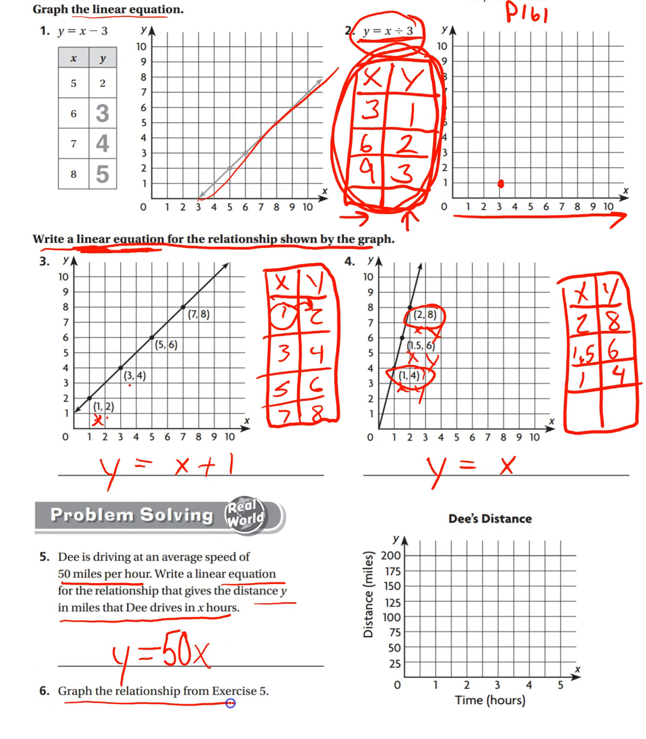And then 6, graph the relationship from exercise 5. So it's saying take this equation now and graph it, which means you need to make a table. So you have x, y, pick whatever you want for x, 0, 1, 2 if you'd like. Plug it in, plug in a 0, 0 times 50 is 0, plug in a 1, get your answer, plug in a 2, get your answer, and then graph it here.